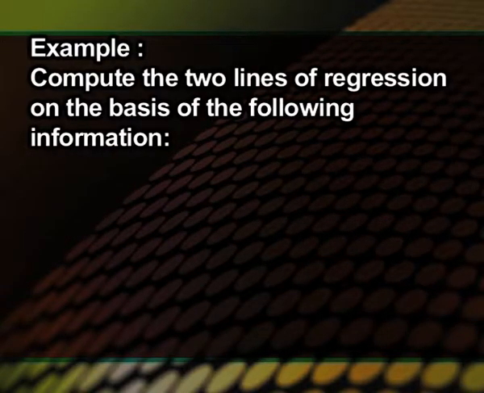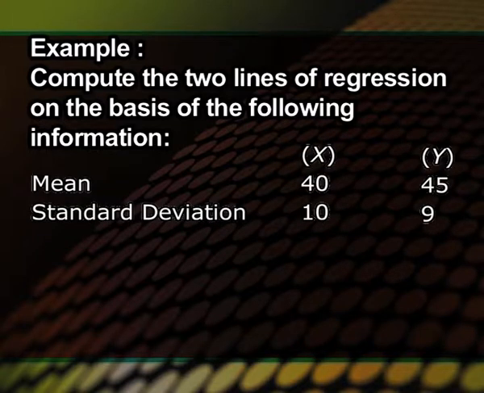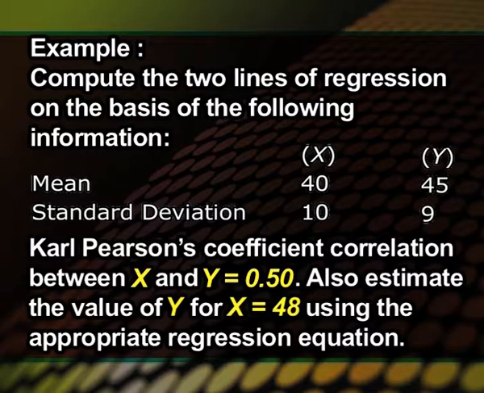Compute the two lines of regression on the basis of the following information. So in this, we are given two variables x and y. For two variables x and y, the mean and standard deviation are given. So mean for x is 40 and for y is 45, and standard deviation for x is 10 and for y is 9. Now Karl Pearson coefficient of correlation between x and y is also given, that is 0.50.